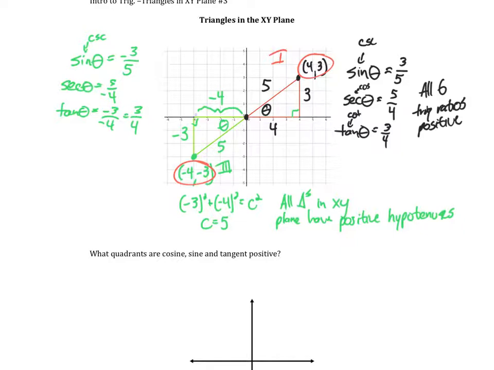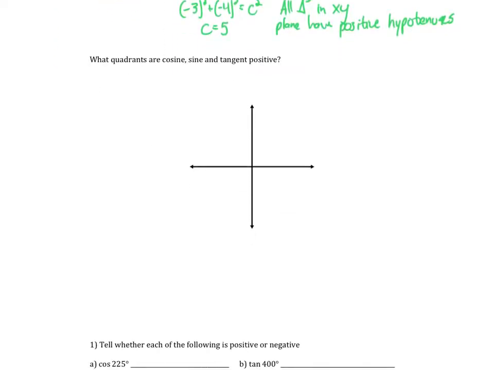So let's move on maybe to quadrants, and down below, what quadrants are cosine, sine, and tangent positive? Okay, so let's start with quadrant 1. And we just saw actually in quadrant 1 that my cosine value, cosine of theta, was positive. My sine value was positive. And my tangent value was positive. And it should be recognized that they're reciprocals, that secant, cosecant, and cotangent would all follow the same pattern. So secant would be positive, cosecant would be positive, and cotangent would be positive.